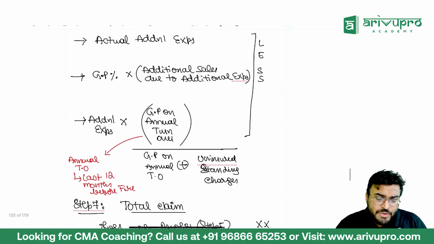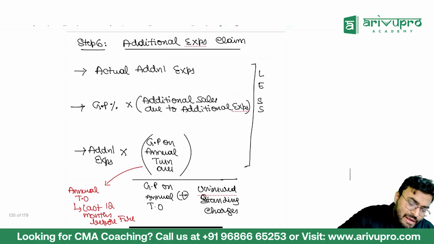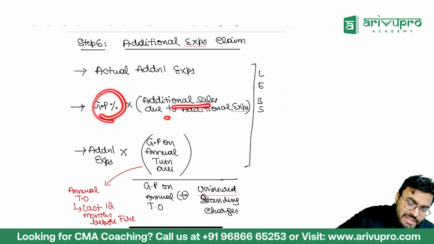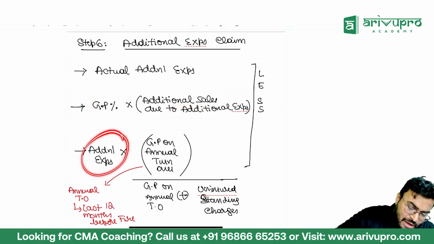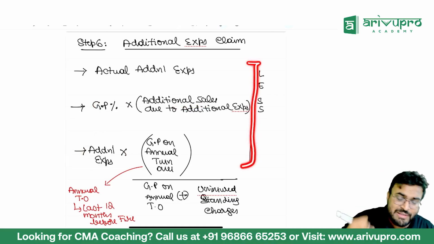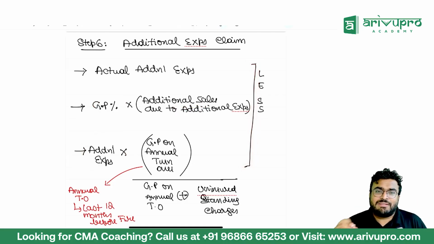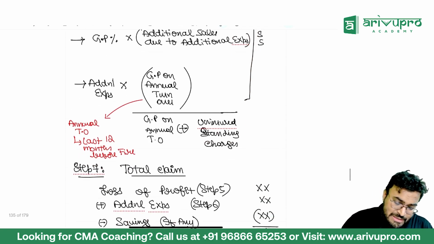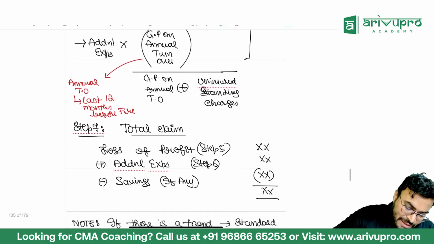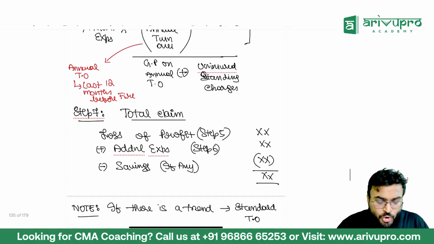Is this clear? So for additional expense, how are you going to take it? First, the actual additional expense, or second, gross profit on additional sales due to additional expense, or third, additional expenses into gross profit on annual turnover, whichever is less. Is this clear? Okay. Next, we are going to calculate the total claim.